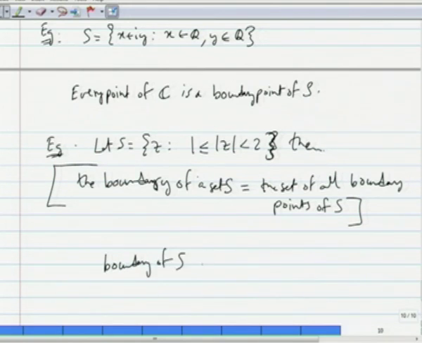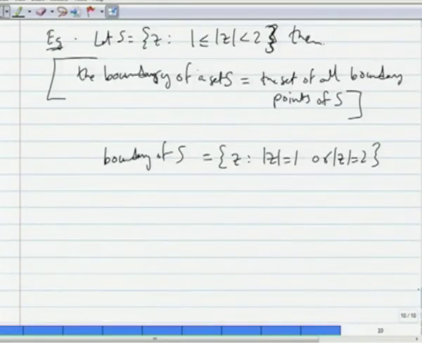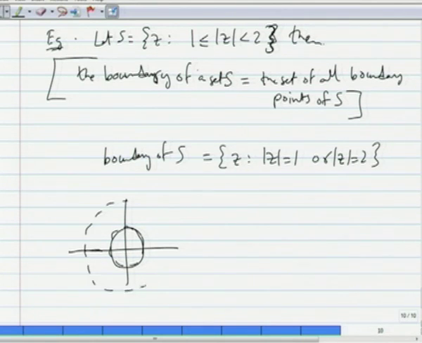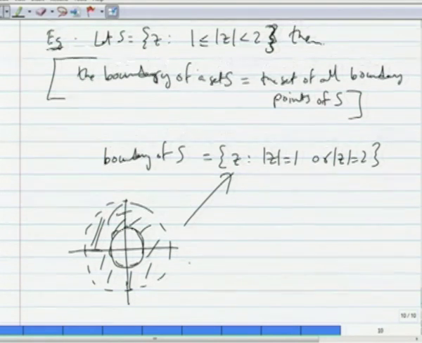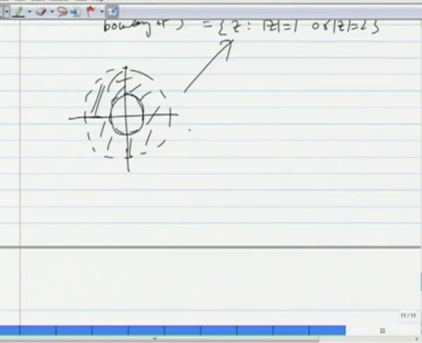For this example, the set is equal to the set of all Z such that the modulus is either 1 or the modulus is 2. That you will identify as the annular region between 1 and 2. So, you have that mod Z is equal to 1, mod Z is between 1 and 2, but not equal to 2. So, it is the set of all such points. So, the boundary is that. So, that is the notion of a boundary of a set.